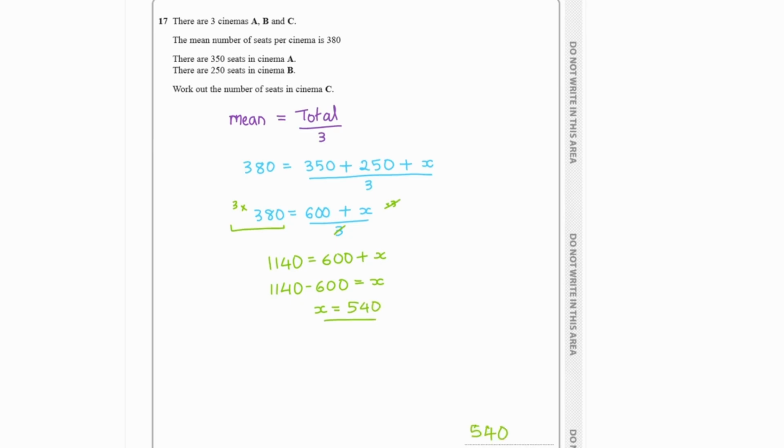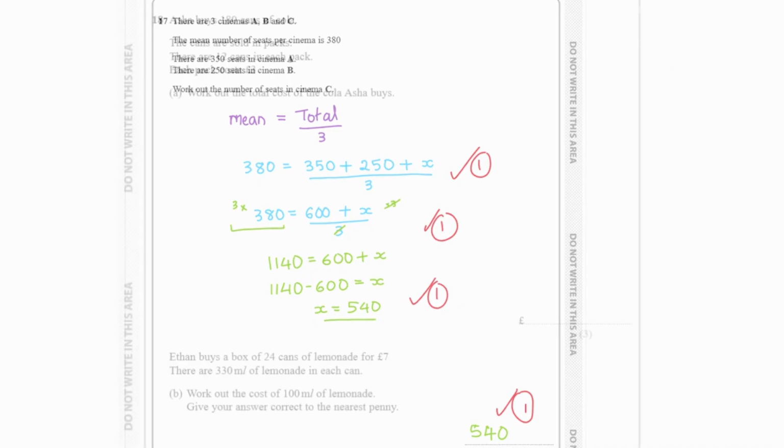This was a 4-mark question. So first, we would get 1 mark for knowing how to find the mean and correctly substituting all the values. The second mark would be for correctly finding out the total number of seats in cinema A and B. The third mark would be for multiplying the 380 by 3 and taking away the 600. And the final mark will be for a correct final answer of 540.